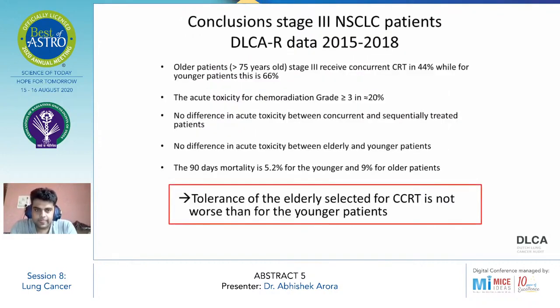Next slide, please. The conclusion of this study was that the tolerance of concurrent CTRT is not worse in the elderly as compared to younger patients, and there was no difference in acute toxicity between elderly and young patients. The 90-day mortality was 5.2% for the younger and 9% for the elderly patients. So concurrent CTRT is considered to be non-inferior in elderly patients, which the study proved.